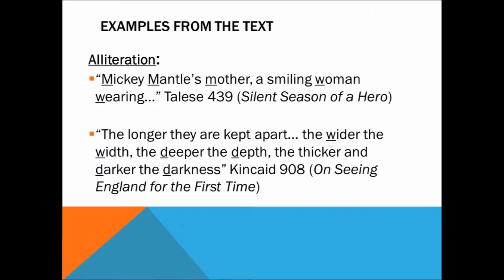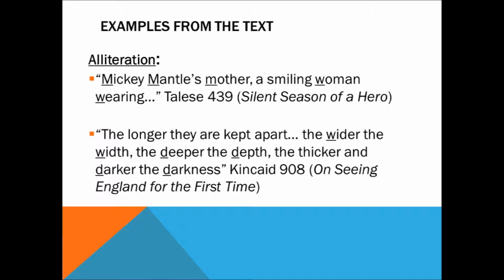So from the text, some examples of alliteration. Our first one that I brought up is from The Silent Season of a Hero in our books on page 439, when Talise says, Mickey Mantle's mother, a smiling woman wearing... We can see the repetition of the M sound at the beginning with Mickey Mantle and mother, and then also the W sound. This, though not intentional, also provides emphasis. And we'll notice, actually, that most alliteration is not very defined. It's used in little bits or little amounts, but it's not going to be as intentional as other sorts of literary terms.